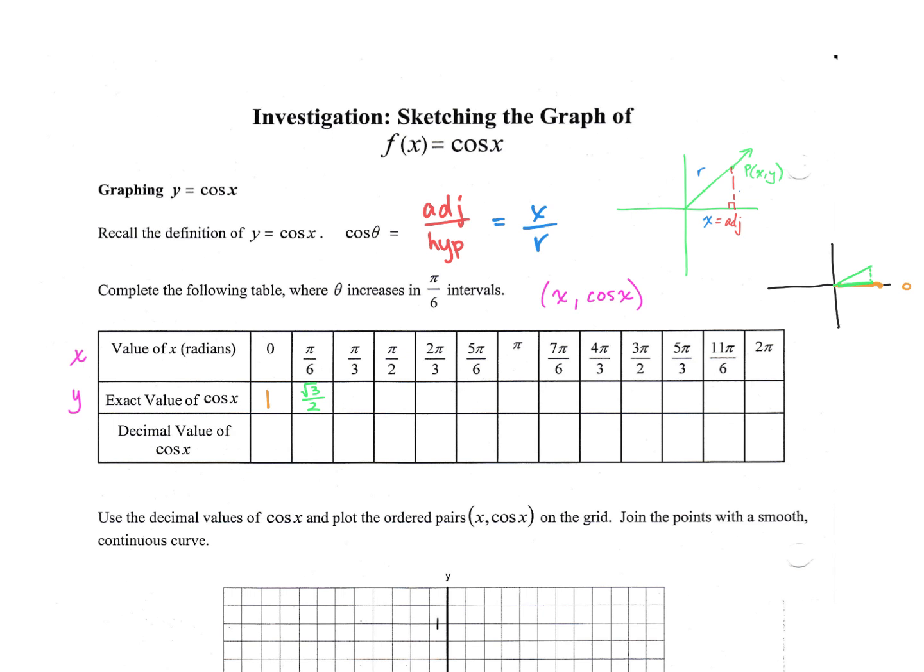I continue to rotate. At pi by 3, if you notice, my adjacent side is getting smaller. My adjacent side for cos, so cos of pi by 3 is 1/2. And then when I get to pi by 2, we notice my adjacent side is at 0. It has not come off of that vertical axis.